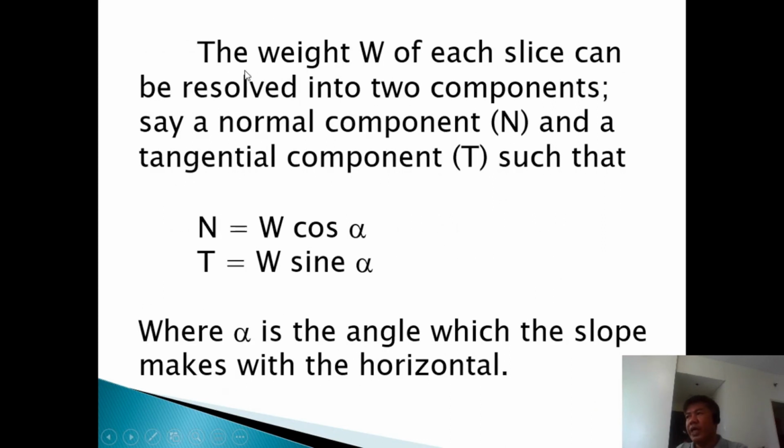Of course, knowing it even from mechanics, we compute the normal and tangential forces. So we have here some of the components. The normal force is equal to the weight times the cosine of alpha, and the tangential force is the weight times the sine of alpha, where alpha is the angle which the slope makes with the horizontal. That is the curved surface, the arc that we draw. Of course, you are going to measure that angle.